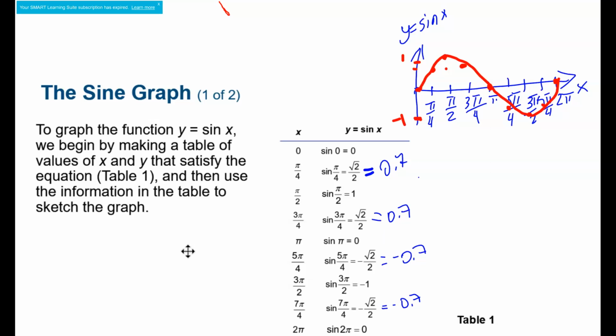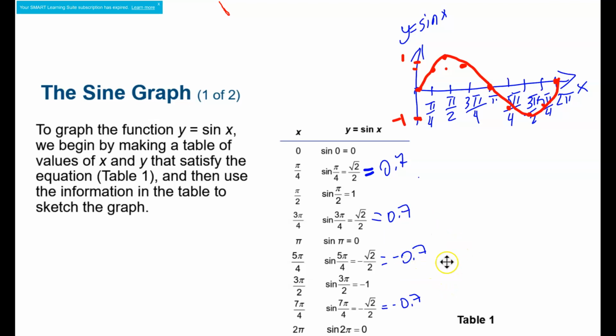Now let's move to the nicer version of the graph. Here are the points that we found, and we plotted on a graph, and then we connected the graph. We can also graph this same function y equals sine x using the unit circle. Let's look at this unit circle.